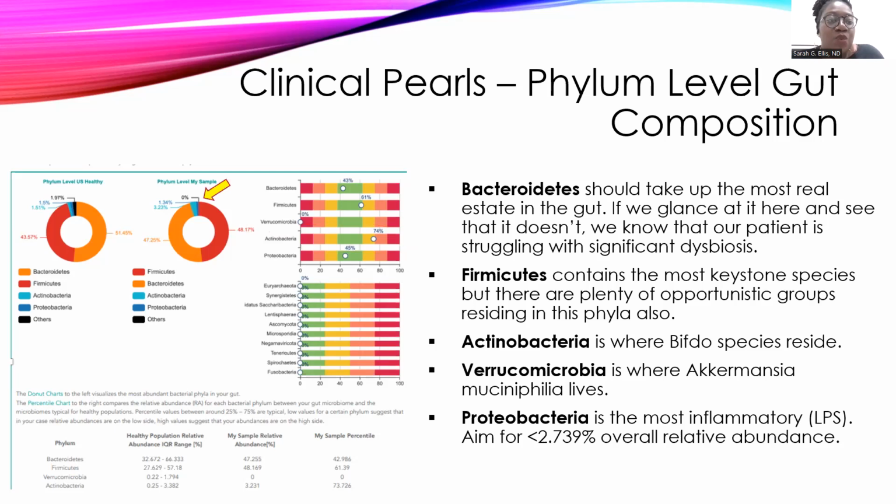And then lastly, we have Proteobacteria. Now, Proteobacteria is the most inflammatory phylum. It contains gram-negative bacteria that have quite a bit of LPS. Now, our goal is to have less than 2.7% of overall abundance. Because we know that everything exists in balance together, it's important to have a little bit of those, but keeping it in balance to avoid overabundance of the potentially pathogenic microbes.